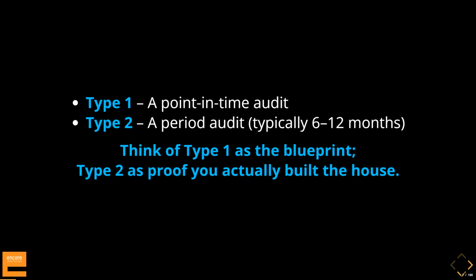Type 1 is just a point-in-time audit, and it's a self-service audit. You just run it yourself and submit it, and it's a point in time saying, do you have the controls designed correctly today? And then Type 2 is a period audit that says, did you actually implement those controls over time?